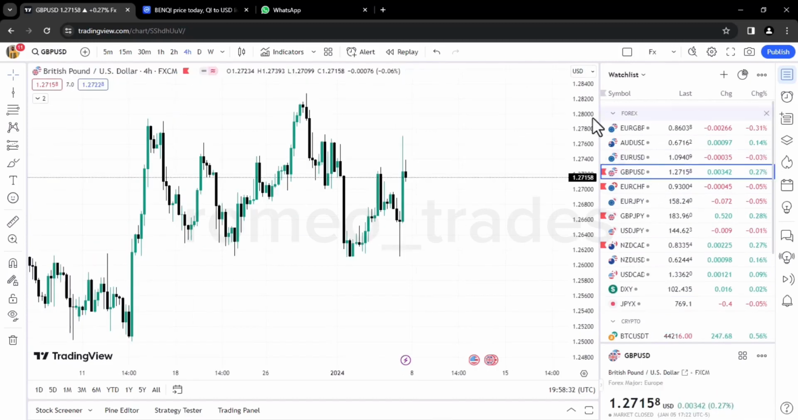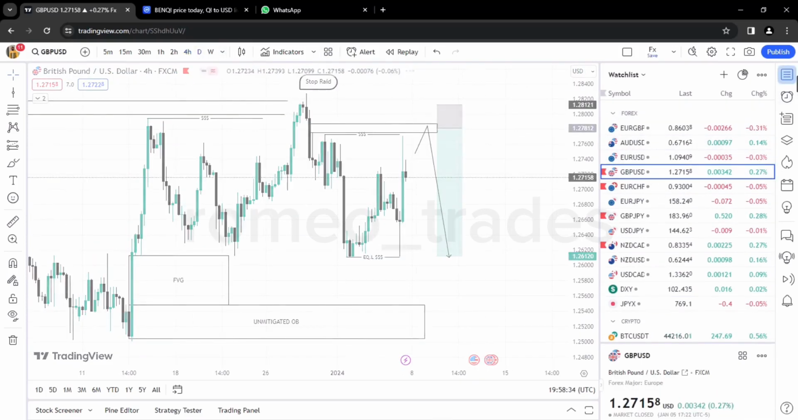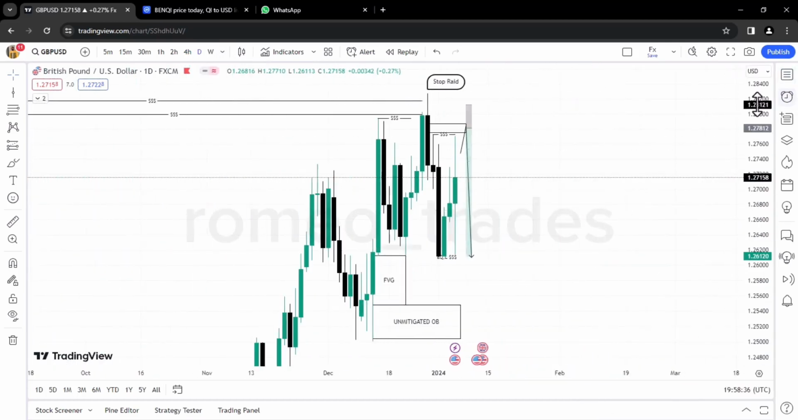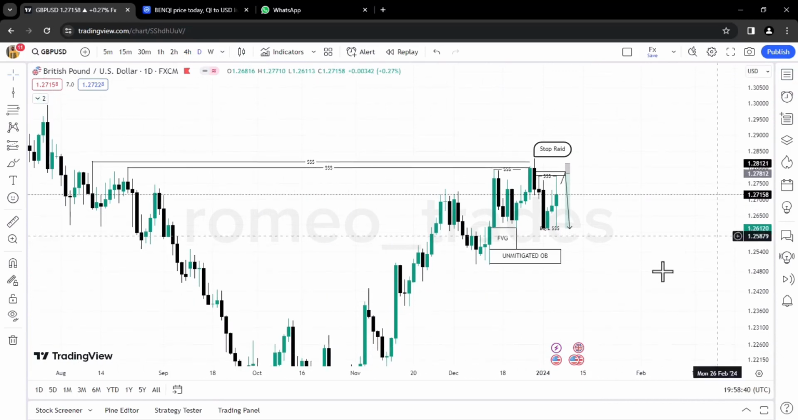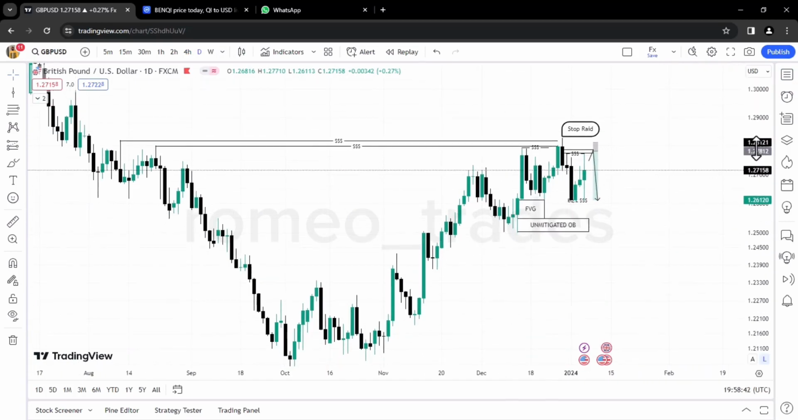GBP USD. All right, first I have to go to my daily time frame. So we'll be looking at GBP USD. So critically, I like looking at firstly where it's priced at the moment, where the price came from, and where it's price heading to. So once you ask yourself these three questions on the daily time frame, you could easily discern where price is likely to go towards.